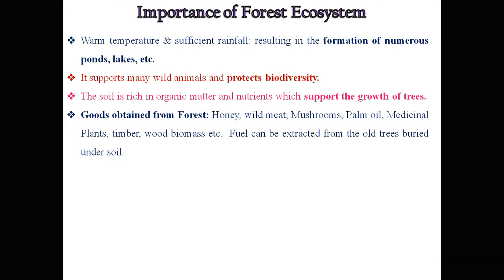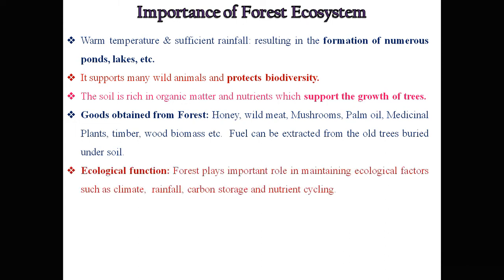There are many goods which we obtain from forest. There are many food products like honey, wild meat, mushrooms, palm oil we obtain from the forest. Many medicinal plants we get from the forest. Along with this, we also get timber, wood biomass from the forest area. And even fuel can be extracted from the old trees buried under the soil of the forest.